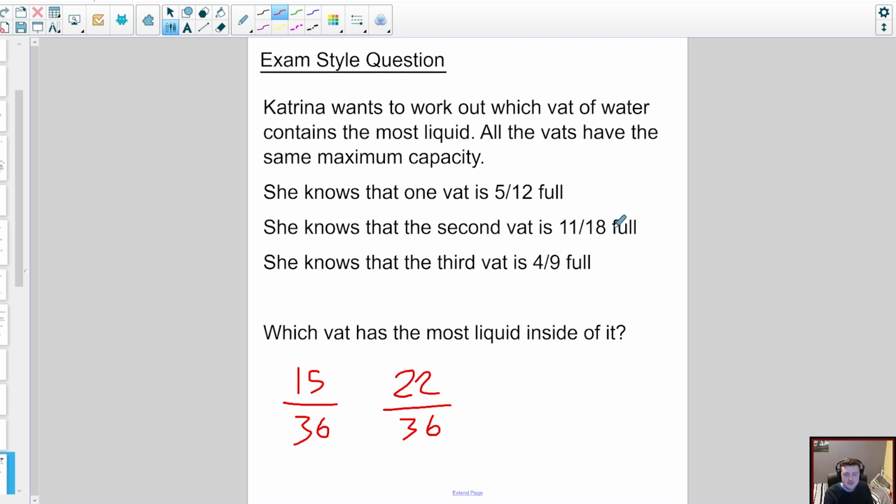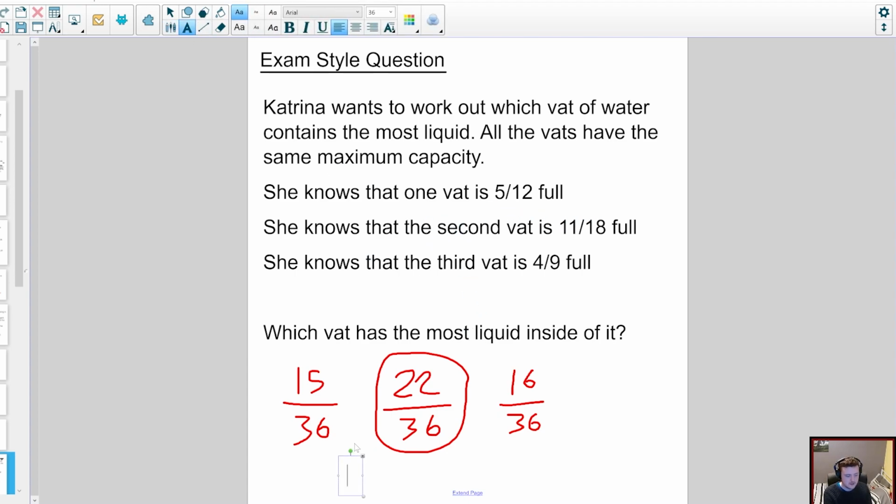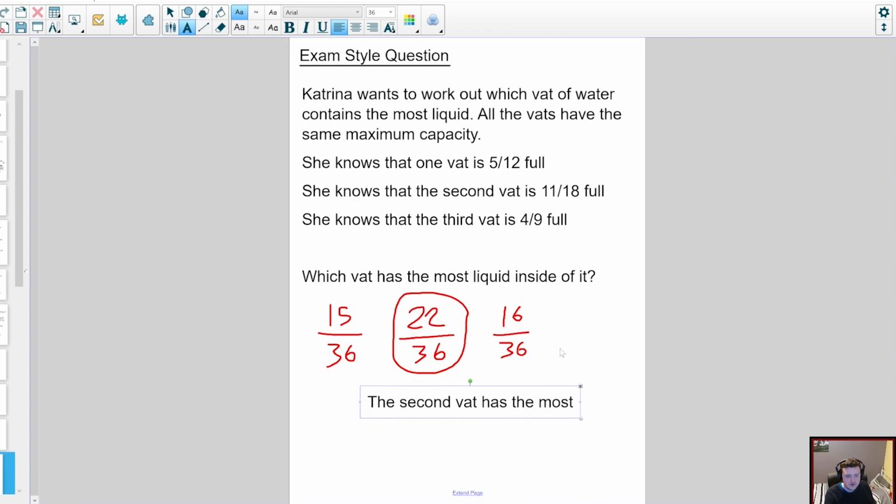Next thing we're going to do is how many 9s in 36? 4 4s is 16 and 4 9s is 36. So we're going to have 16 out of 36. Then, which one has the most liquid in? Well, it's going to be this one. So the answer is the second vat, and that's how I'd write my answer. I just put the second vat has the most. Okay, that's one method of working out the answer if we want to order them.